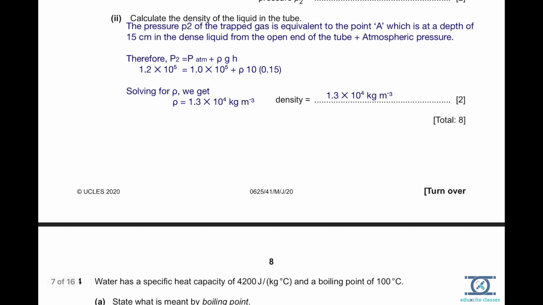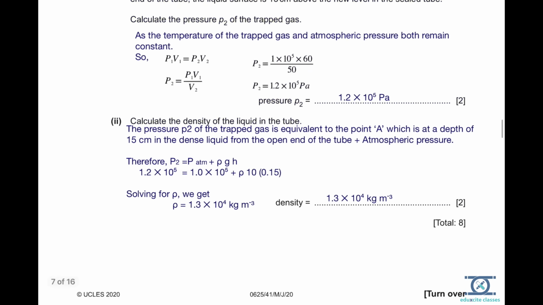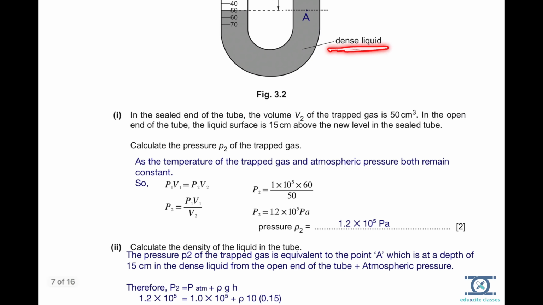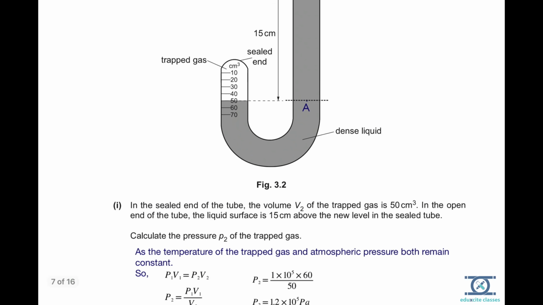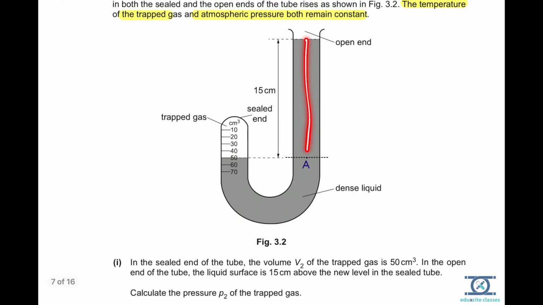Okay, now the second part of this question: calculate the density of the liquid in the tube. We have to find out the density of this dense liquid. For that we know that the pressure P2 of the trapped gas is equivalent to the pressure at a point A, which is at a depth of 15 centimeter in the dense liquid, plus the atmospheric pressure. What I have done is taken an arbitrary point A, which is at the same level as the sealed end level, and which is at a depth of 15 centimeter from the free surface, or you can say the upper surface of the dense liquid.